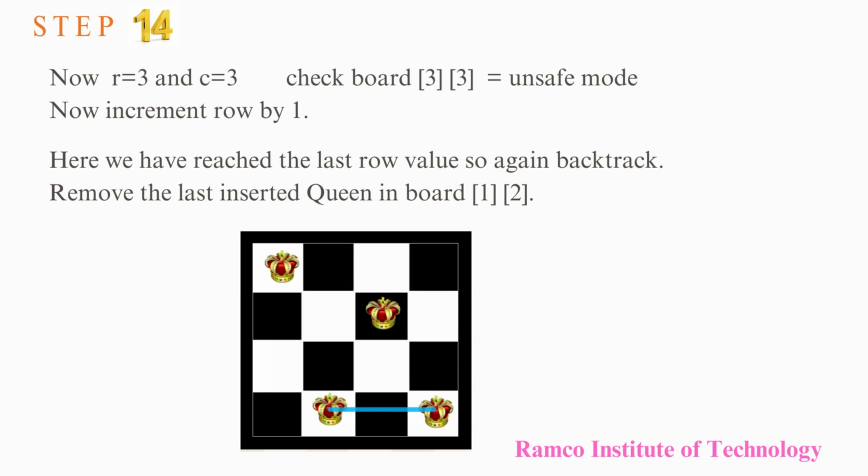In next step, R value and C value will be 3. So check 3 and 3 position. It is unsafe mode, so we will increment the row by 1, and two queens in the same row. So again we have to backtrack and remove the last position inserted in the queen in the board 1 and 2. Okay, it can be done in the step 10.